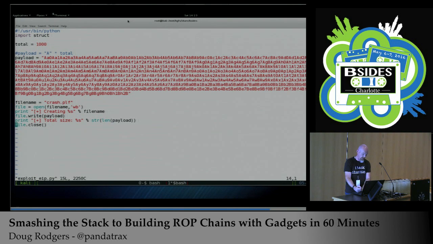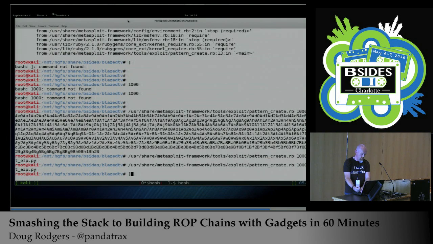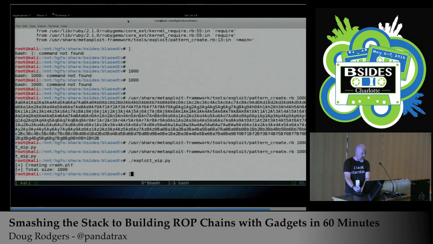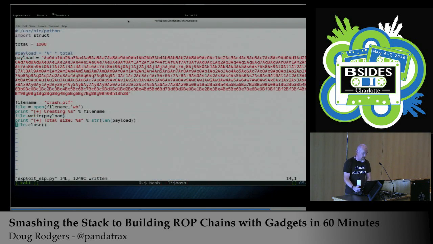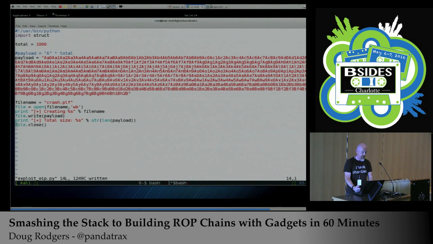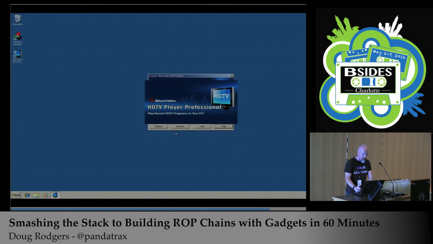This went better in my head. Okay, so now if you look at the file, we've just got this pattern. I'm going to go back over to my Windows machine, and now I'm going to try to figure out how far off, or how big the offset is before hitting EIP.